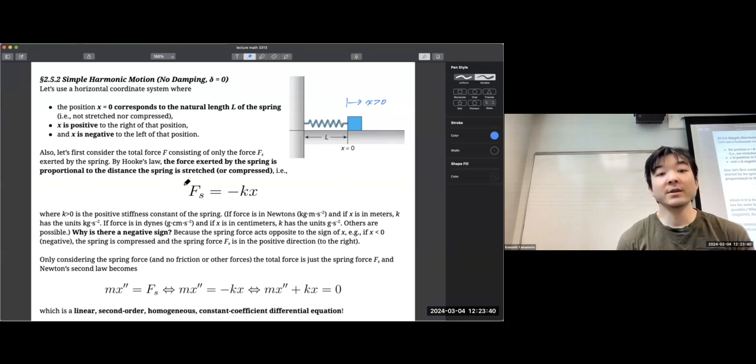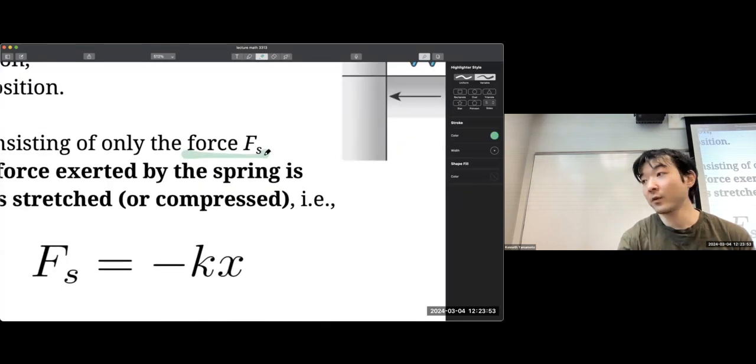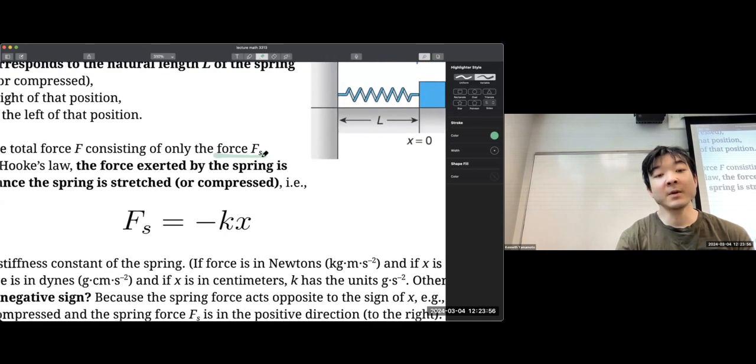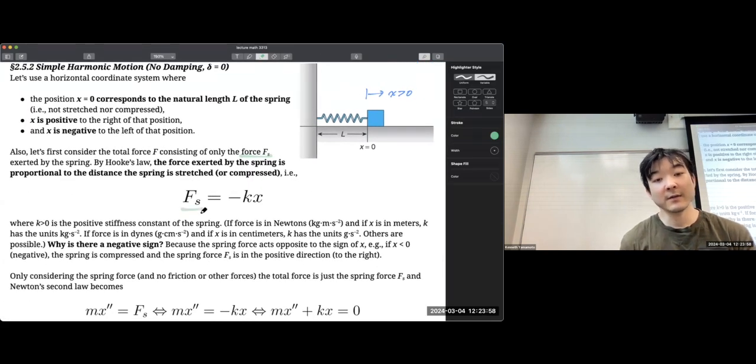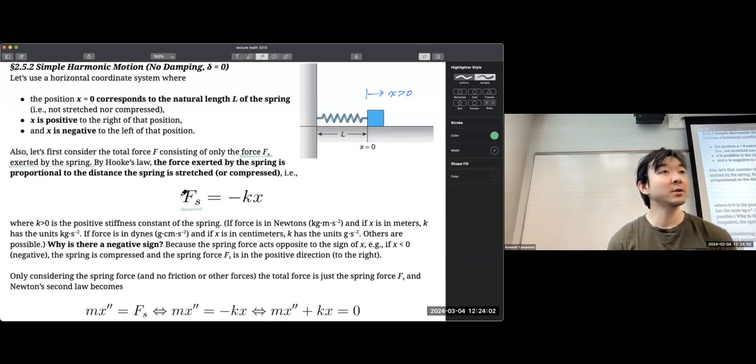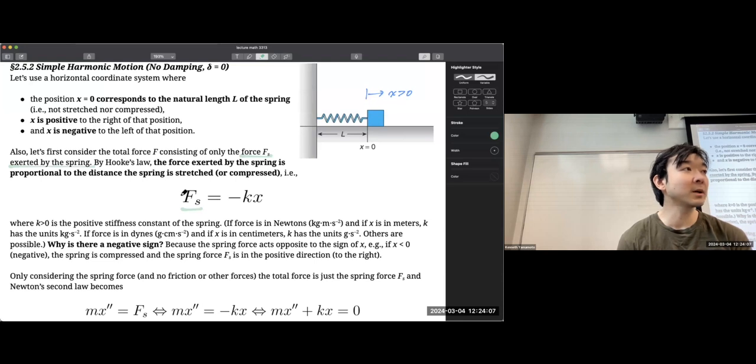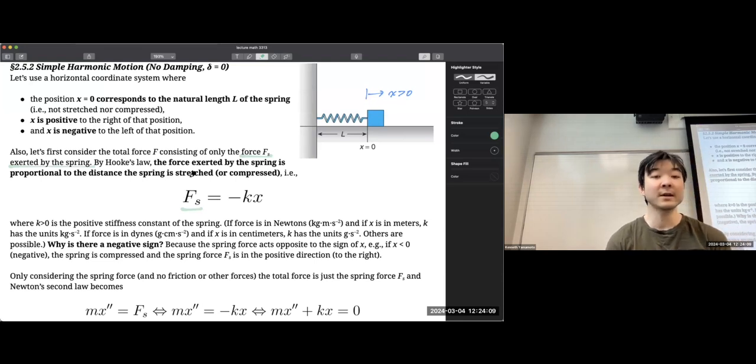So let's first consider the total force acting on this box to be just the spring force. So I just say here, it's just the spring force. And there's a subscript S here for the spring force, Fs. Because there are going to be all kinds of other forces we're going to introduce into the system, and it'll be good to keep track of what force is what. So we're going to use that convention that the spring force is F sub S.